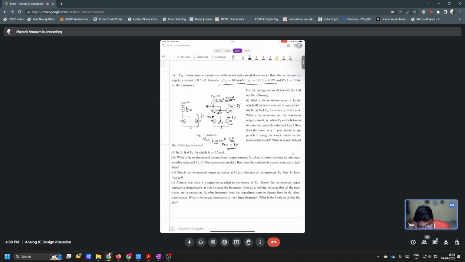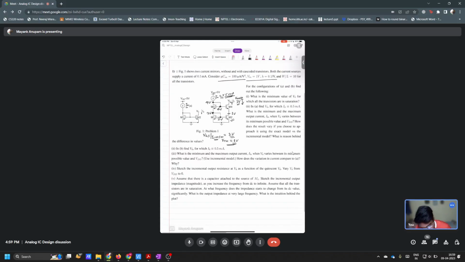So the minimum voltage at this point is what? 3 volt, correct? If you go lower than this, then M4 will first go out of saturation, okay? And after that M2 will go out of saturation. Always remember that in a cascode connection, the most critical is this transistor M4, which is directly at the output, okay? That transistor is most susceptible to going out of saturation when the output decreases, okay?